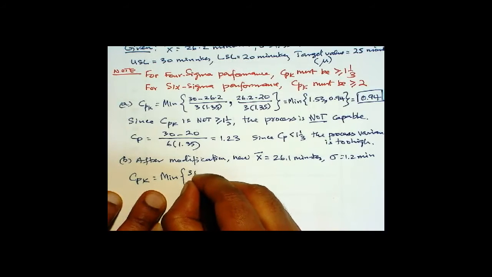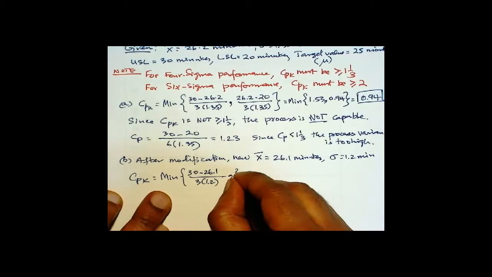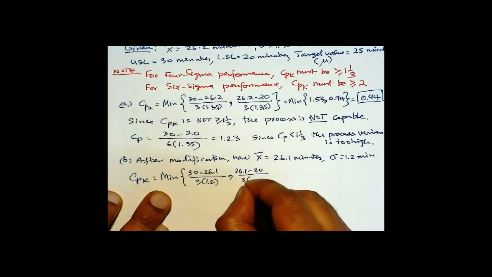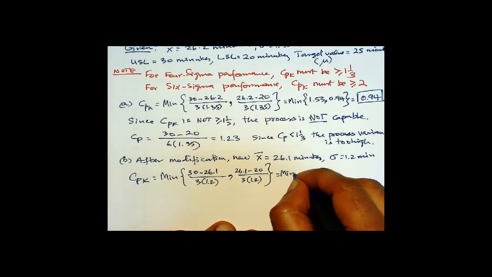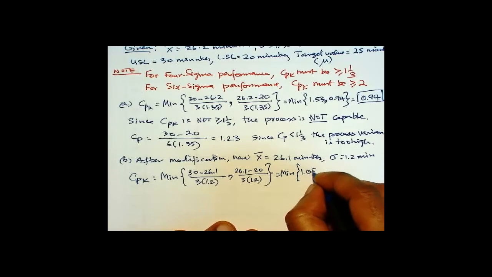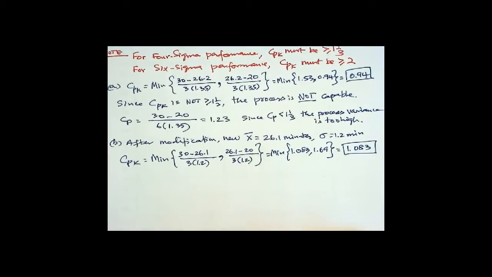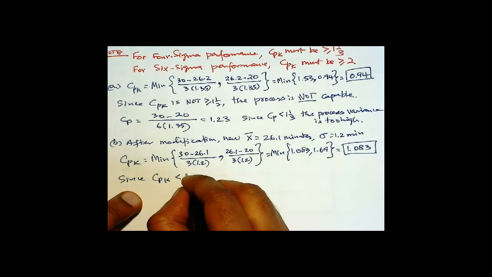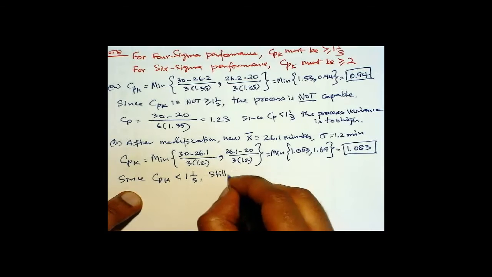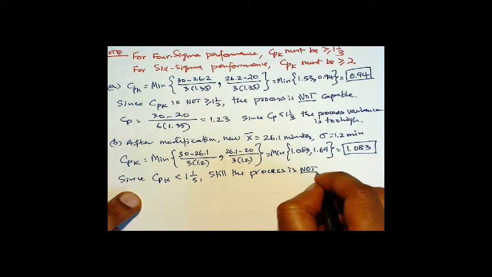So once again we have to compute C sub pk first. 30 minus 26.1 divided by 3 times 1.2, then 26.1 minus 20 divided by 3 times 1.2, and that is the minimum of 1.083 and 1.69, so that's equal to 1.083. Since C sub pk is less than 1 1/3, the process is still not capable.